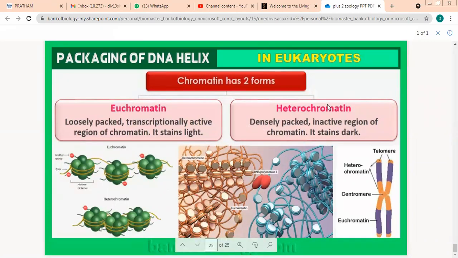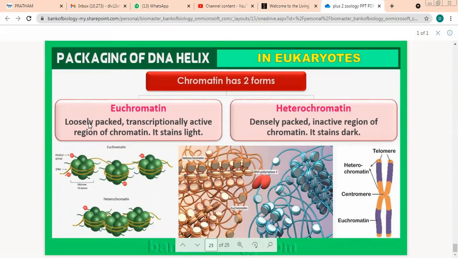Now, chromatin has two forms in eukaryotes. Either it is euchromatin or it is heterochromatin. Look here. If the chromatin is loosely packed, if you see these yellow threads over here, very loosely packed, it is the transcriptionally active region of chromatin. When transcription takes place, this region becomes very active. And most importantly, it stains light. So this area is called euchromatin.